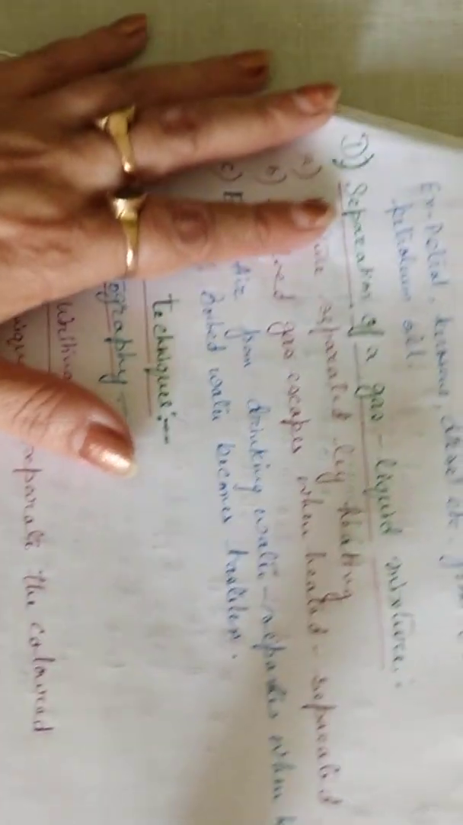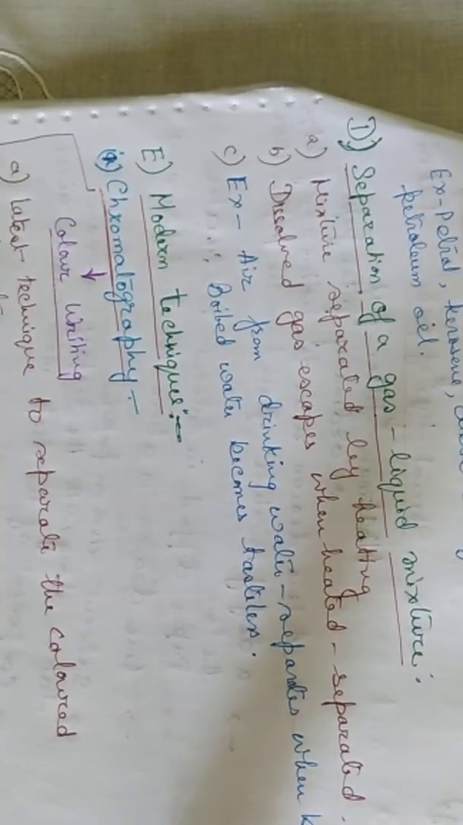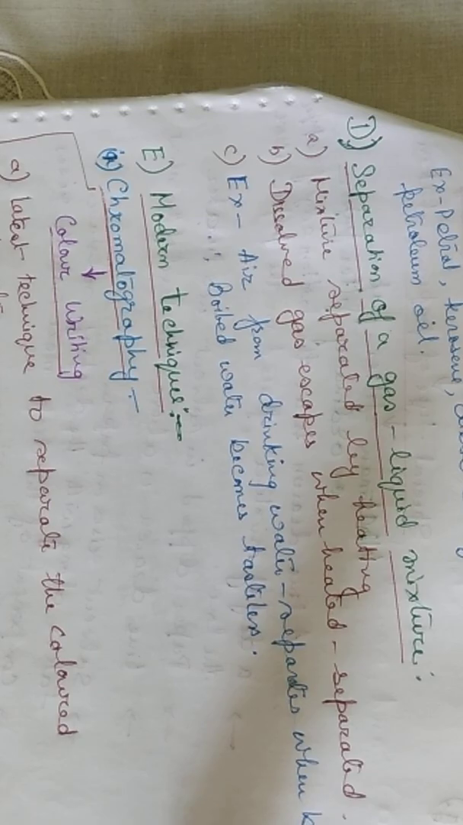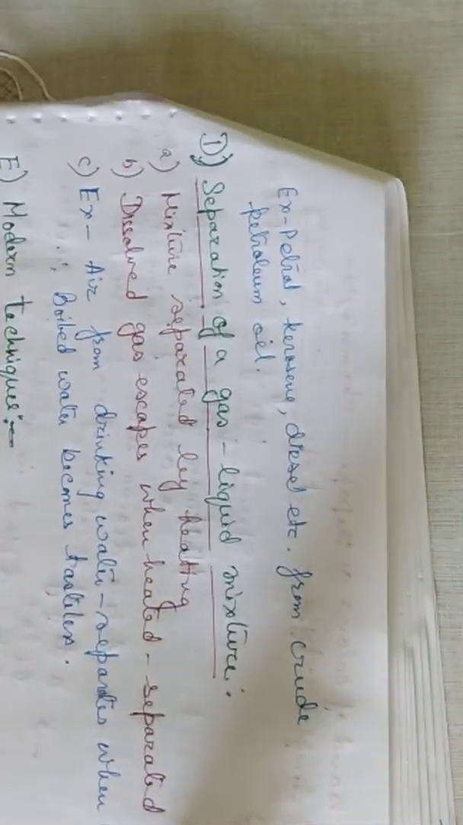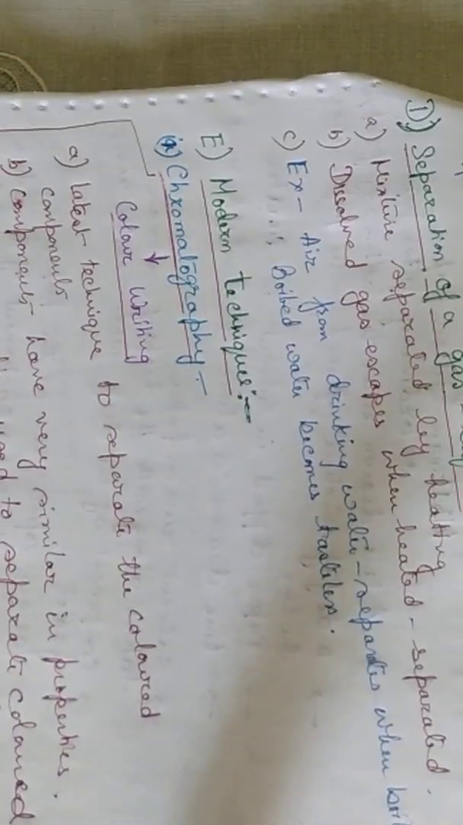Like petrol is separated from crude petroleum oil. From the crude petroleum oil, petrol, kerosene, diesel, etc. are separated by this fractional distillation process.